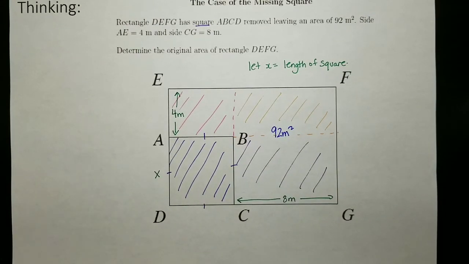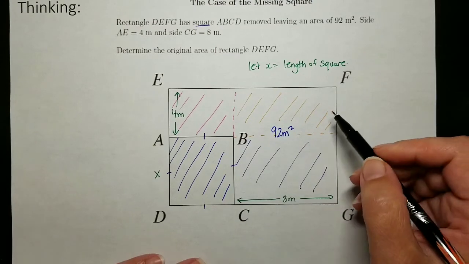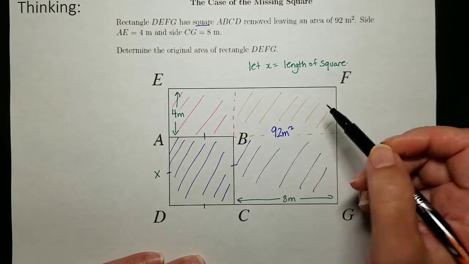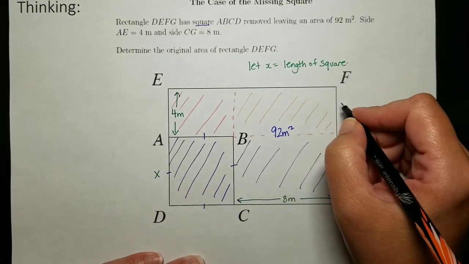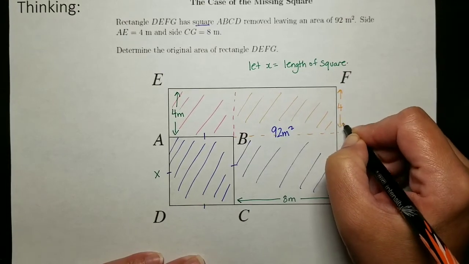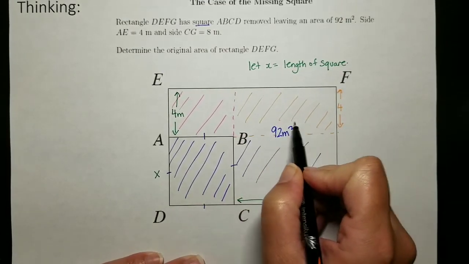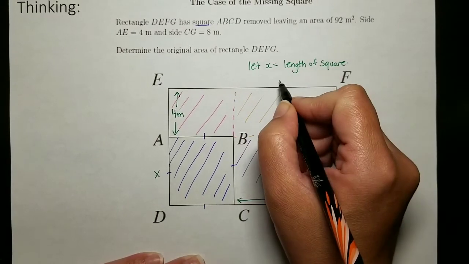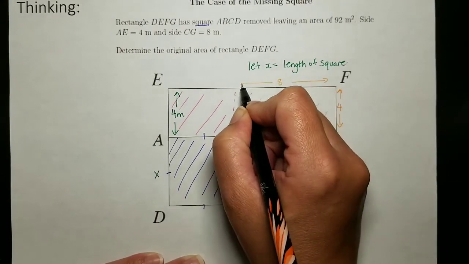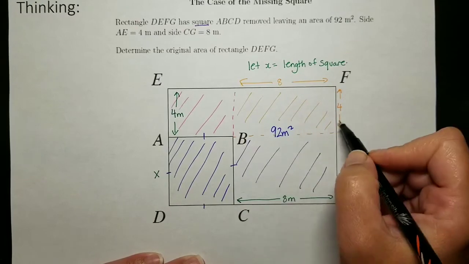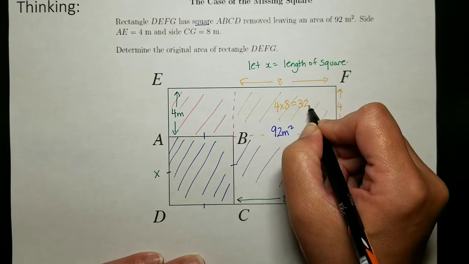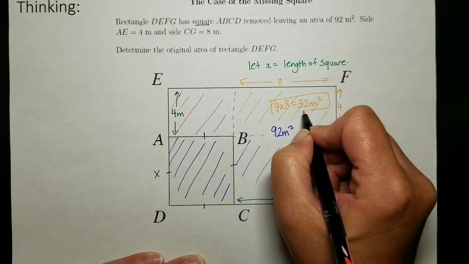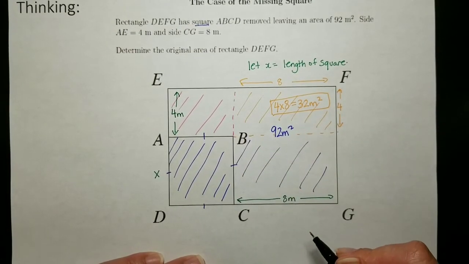Now, the orange one, I think that's the easiest area to find. That area will be 4, because this is 4. So that's 4. And this across here would be the same as that. So this would be 8. So this area will be length times width, which is 4 times 8, which is 32 meters squared. I colored these in a little bit too well. So that's 32 meters squared for that orange one.